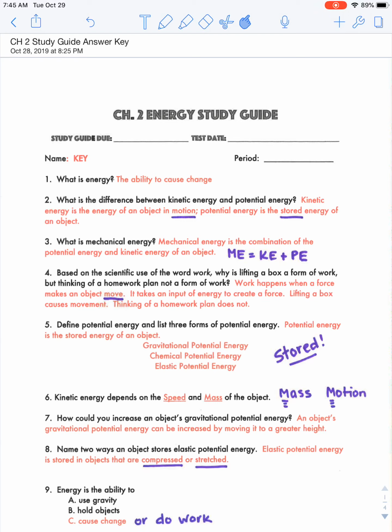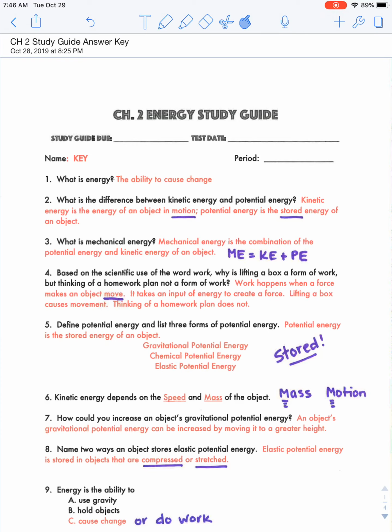Define potential energy and list 3 forms of potential energy. Potential energy is the stored energy of an object. The 3 that we talked about were gravitational potential energy, chemical potential energy, and elastic potential energy. We'll talk about those more in depth a little bit later, but you've got to think about that those are stored.